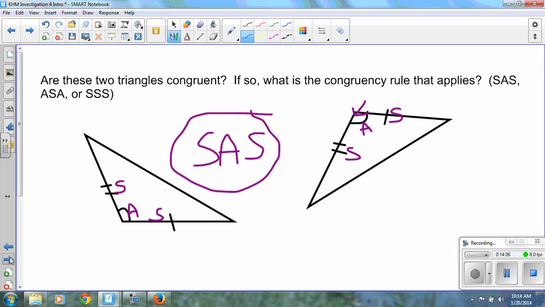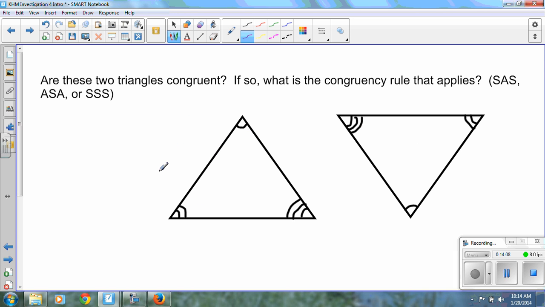All right, let's try the next one. All right, so you're going to ask yourself, are these 2 congruent? If so, which of the rules applies? Go ahead.